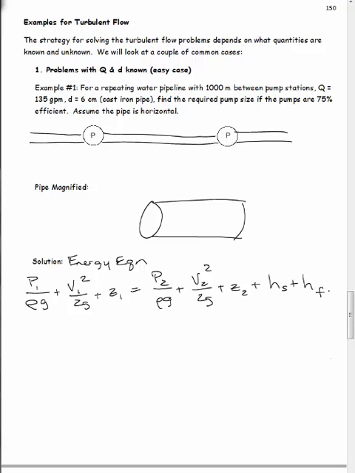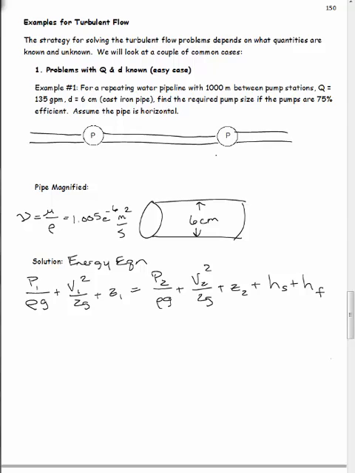All right, so this is water, so our nu value, which happens to be mu over rho, is 1.005 e to the minus 6 meters squared per second. Our pipe is 6 centimeters in diameter, and the distance between pumps is 1,000 meters.